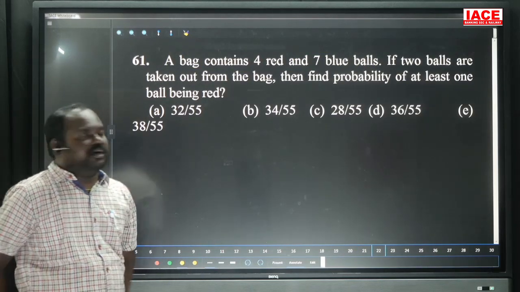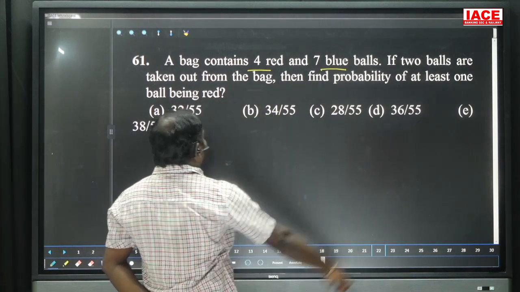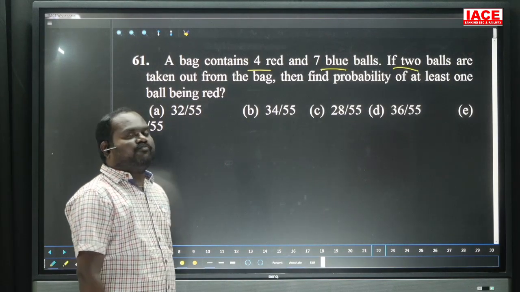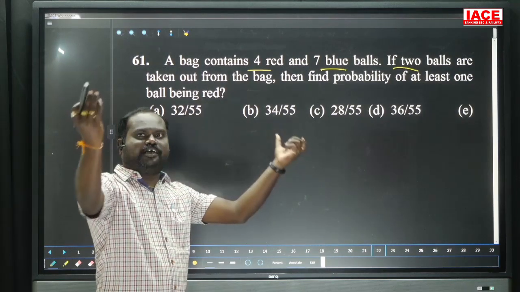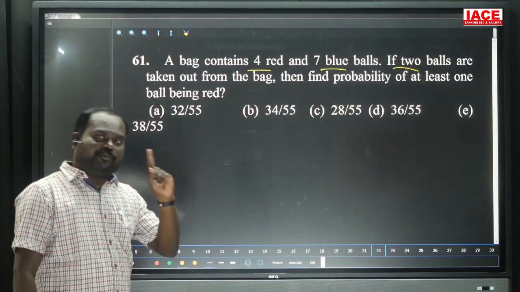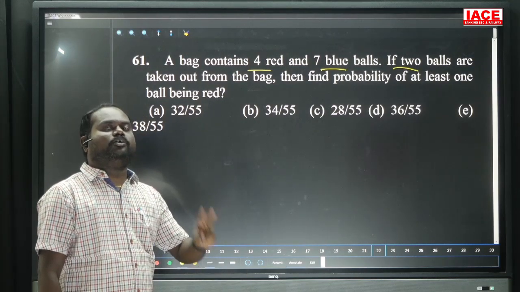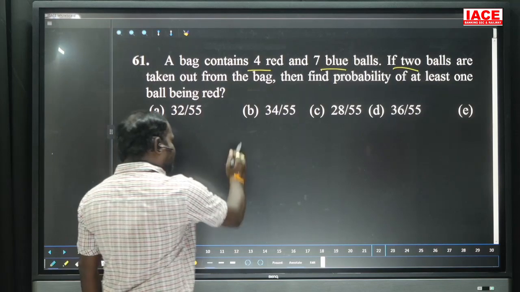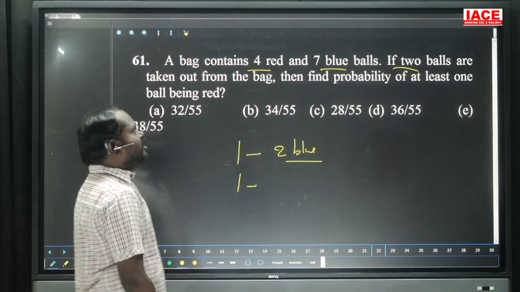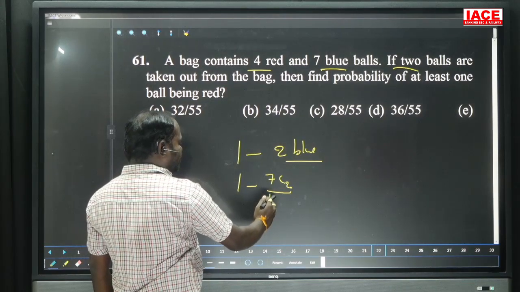Next, now 61. A bag contains 4 red balls and 7 blue balls. If 2 balls are taken from the bag, then find the probability that at least one should be red. From 4 red and 7 blue, 2 balls are taken, with the condition that at least one should be red. At least one should be red, maybe 1 red or 2 red, but both should not be blue color. So 1 red is possible, 2 reds are possible, but both should not be blue. So 1 minus 2 blue color, that case we should subtract. 1 minus 2 blue color, that is 7C2 over the overall 4 plus 7, 11C2.